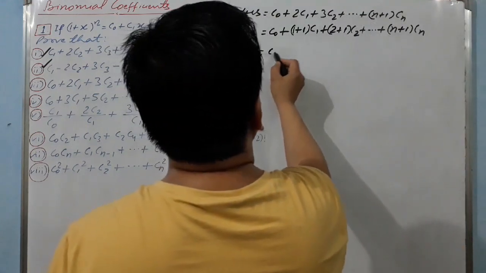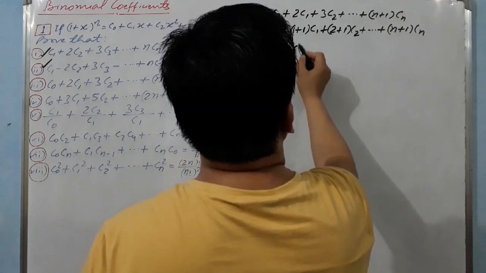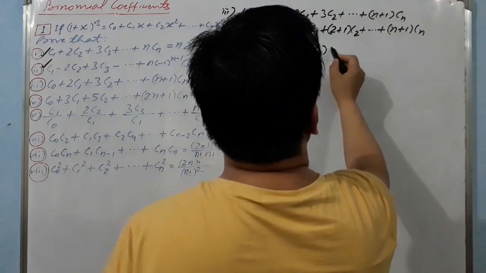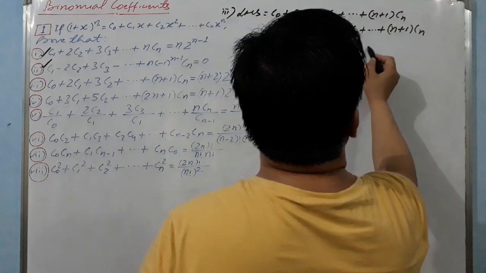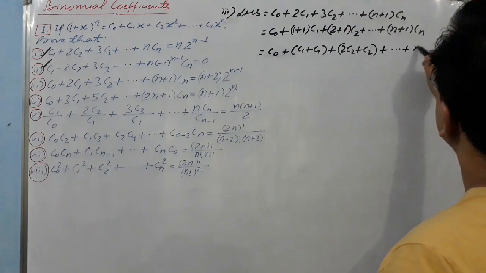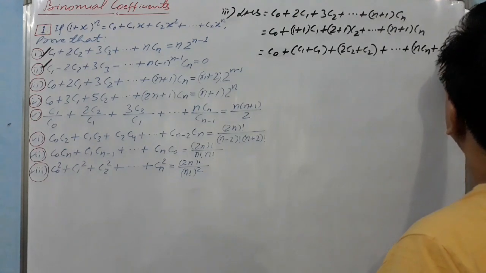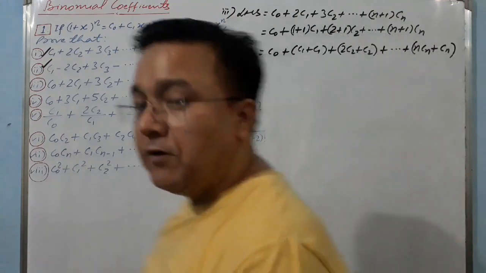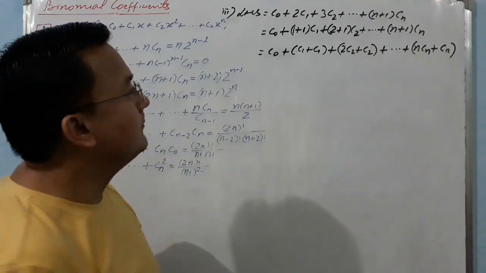This is equal to C0 plus, you can just multiply, C1 plus C1, and here 2 C2 plus C2, and plus dot dot plus nCn plus Cn. Oh, easy. I think you are enjoying.